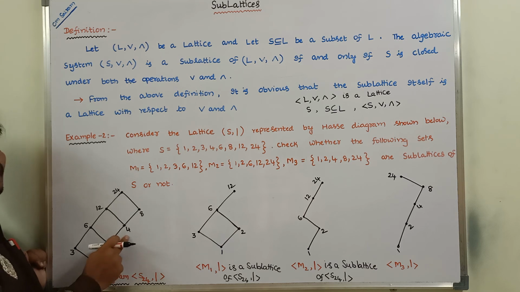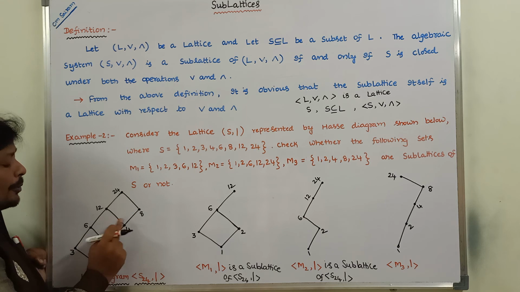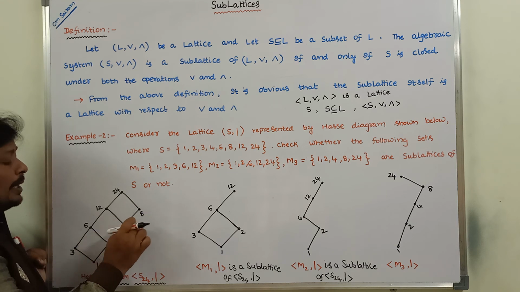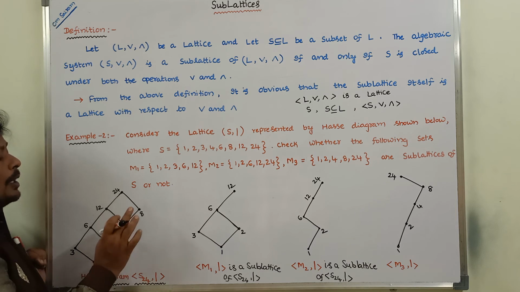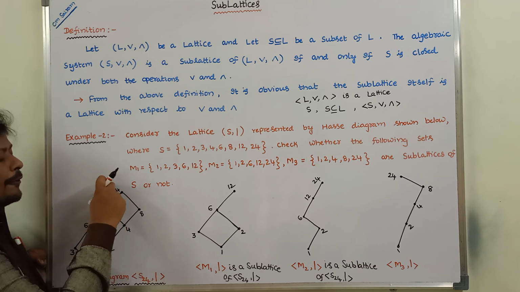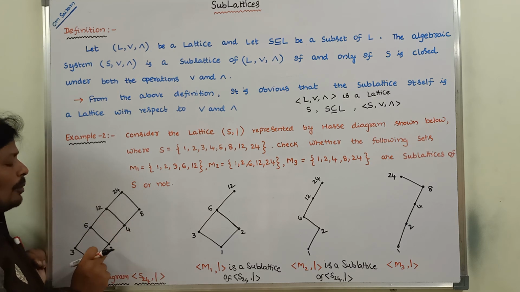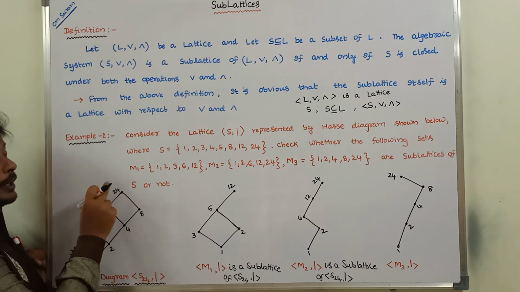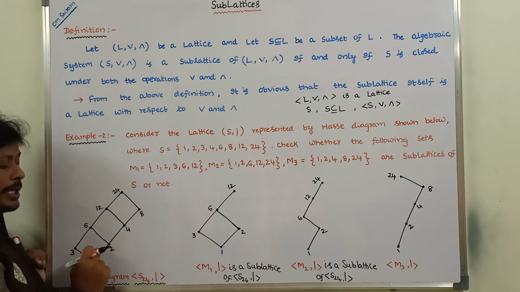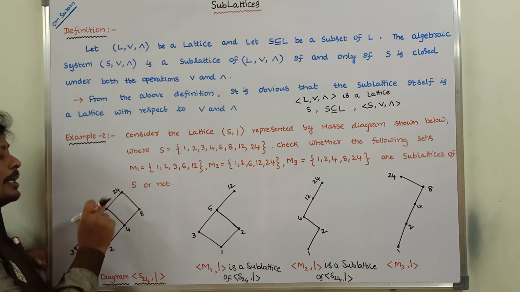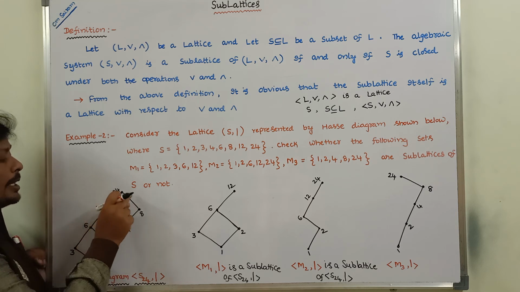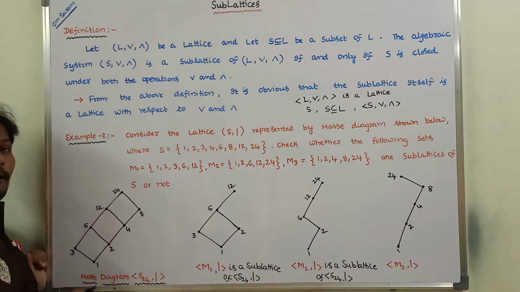We can take 1 and 4: LUB is 4, GLB is 1. We can take 2 and 8: LUB is 8, GLB is 2. We can take 4 and 24: LUB is 24, GLB is 4. We can take 2 and 24: LUB is 24, GLB is 2. We can take 1 and 24: LUB is 24, GLB is 1.